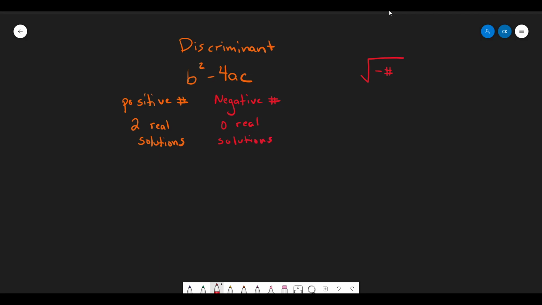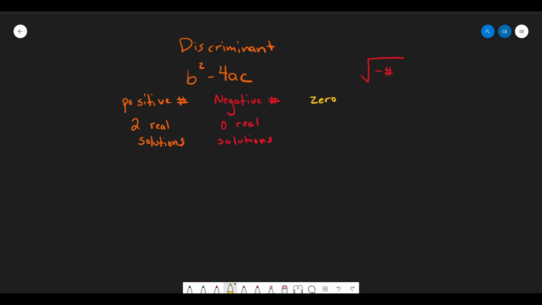Okay, and again, that goes based on the fact that we can't take the square root of a negative number. We don't know how to. So since we can't do it, we can't do the rest of the quadratic formula. So so far we have two different options. If we get a positive number from b squared minus 4ac, we get two real solutions. If we get a negative number from b squared minus 4ac, we have zero real solutions. Well, the only other thing left, we've talked about all positive numbers, we've talked about all negative numbers. The only number that doesn't fall into positive or negative is if we get 0.